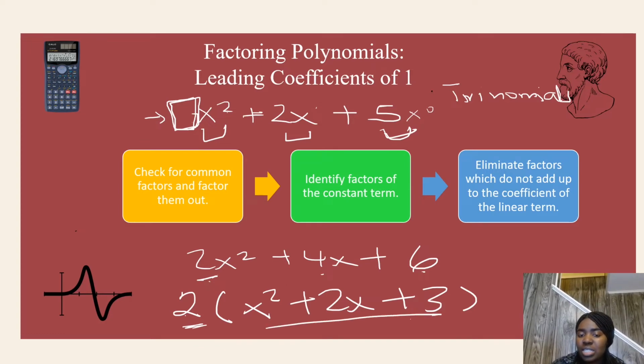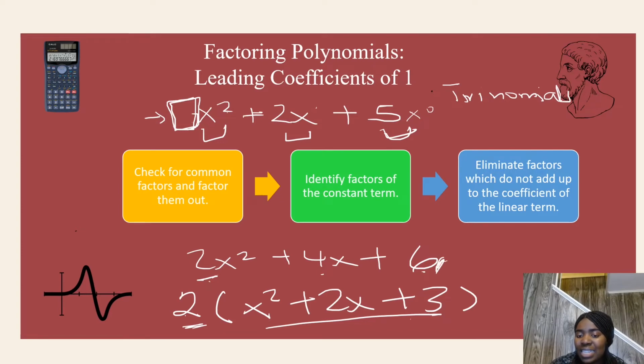Okay, then the next step is to identify factors of the constant term. So what's the constant term? Your constant term is the number in your polynomial, the one that doesn't have any letter attached to it. It's just a constant. It doesn't change. In this case, it's a 6. If you change x, for instance, if x is 5, this term changes, but this does not change. It stays the same. That's why it's our constant.